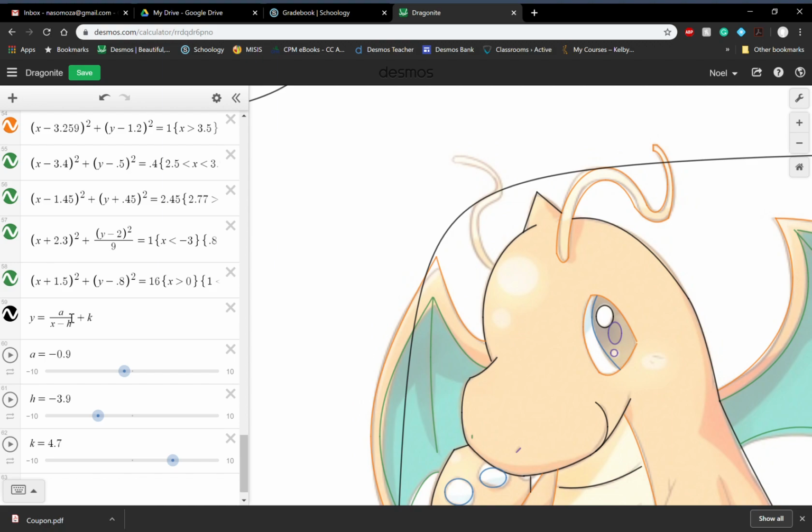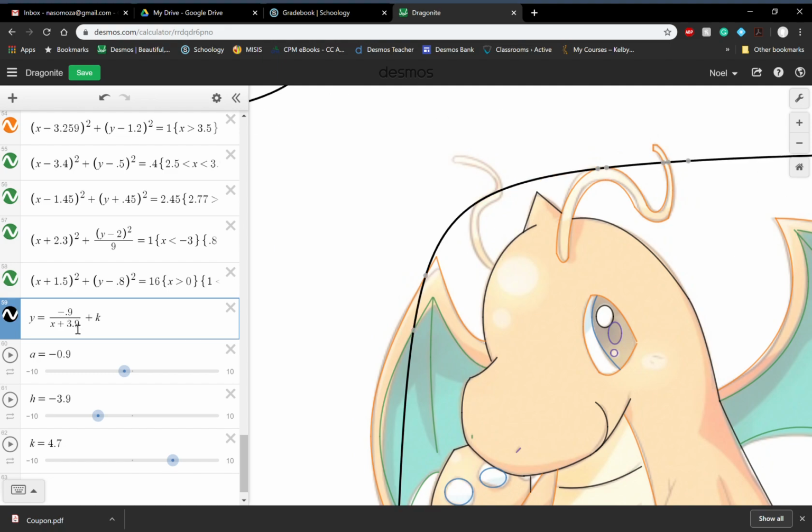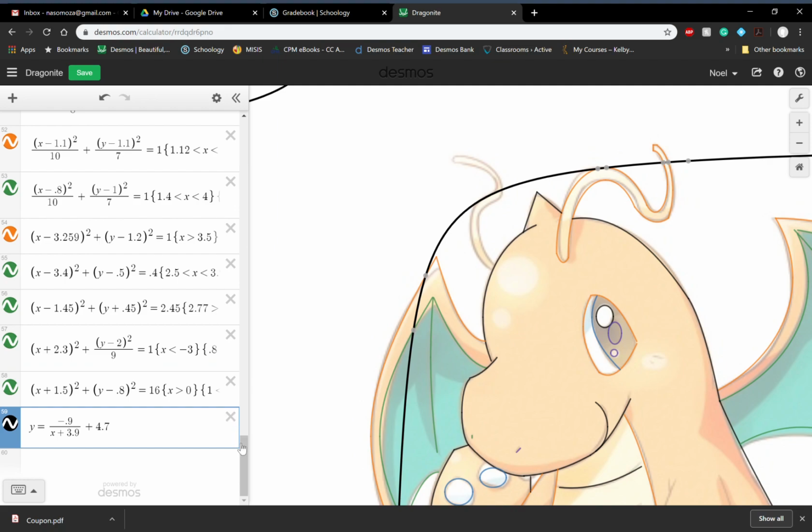Go back to the original function, right? So number 59, and then type in what you have for a. So you see how my a is negative 0.9? Well, then I can just replace this with negative 0.9. Okay, my h is negative 3.9, so when you plug that in, obviously it's going to turn it from negative to a positive. So then this would be positive 3.9. And then my k value, since it's 4.7, then I just replace the k with 4.7. Okay, so then what that does now is you can close the sliders, and then you can use them again on another function. That way you don't have to keep just guessing and testing.